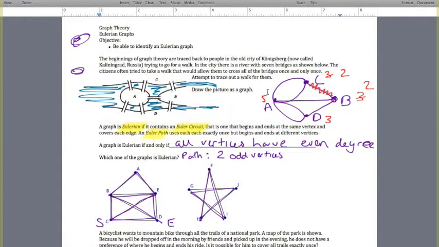Wait, so the other one was Eulerian. The second one is officially Eulerian because it has the circuit. Oh, Eulerian. Okay. The first one is not Eulerian because it doesn't have a circuit or a cycle, but it does still have the path. Okay? It's just not quite as good.